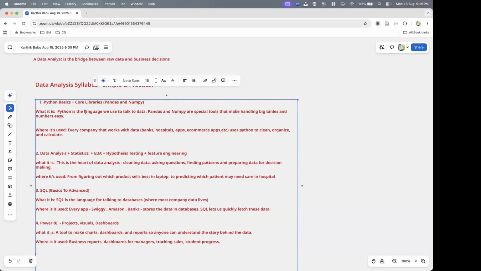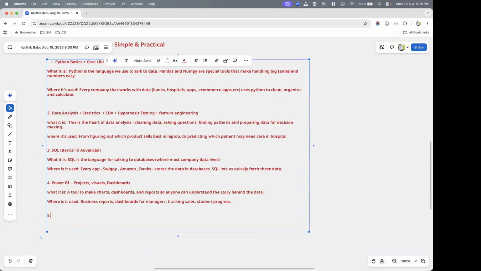So four things: Python basics we are learning, data analysis, statistics, EDA, hypothesis testing, and feature engineering. The third part you are learning is SQL basics to advanced, and the fourth thing is Power BI projects, visuals and dashboards. And the fifth most important thing you're going to learn is called Snowflake. What flake? Snowflake. Okay, Snowflake. And also I'm going to introduce you to a little bit of cloud environment. So Snowflake, AWS, and business intelligence integrations I will try to cover.